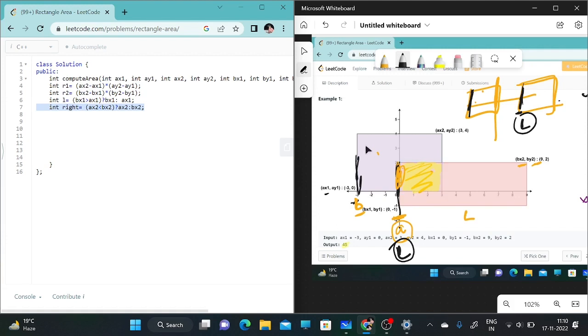Now right will be, first we will check, the minimum of ax2 and bx2, this one and this one. So the minimum is this one, so right will be this one. Here the minimum is this one, right will be this one, right?